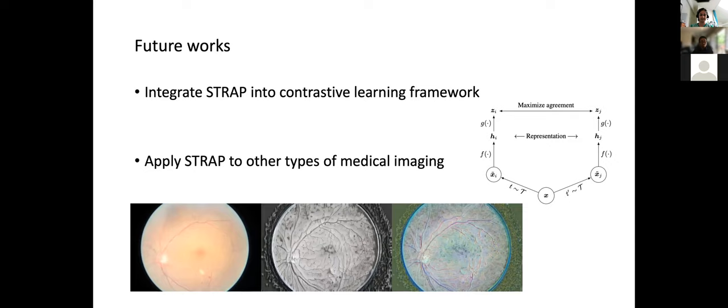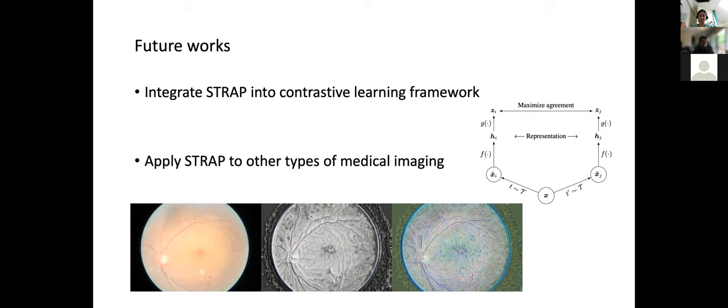So the future work we have in mind, or have already started working on, is first to apply this STRAP to the contrastive learning framework. As you probably know, the contrastive learning framework is based on data augmentation. So you have to create two different views of this X first, and then you contrast the representations from these two different views of the images, right? So STRAP can probably be applied to this first step of contrastive learning. And we hope the self-supervised learning models trained using this STRAP could learn better visual representations.